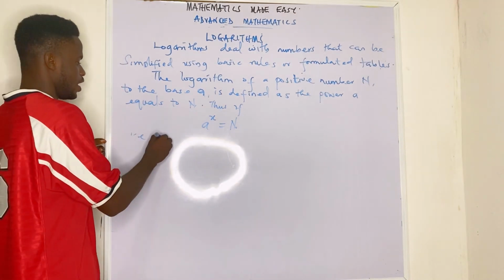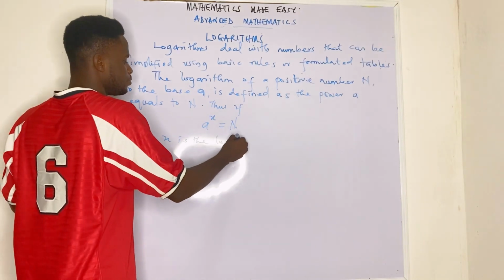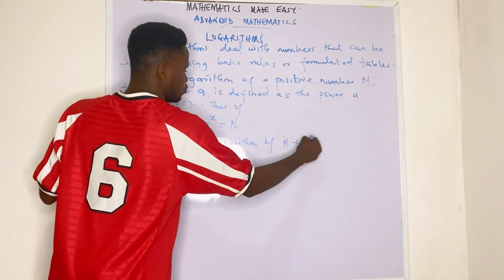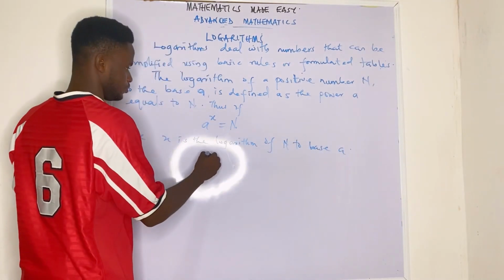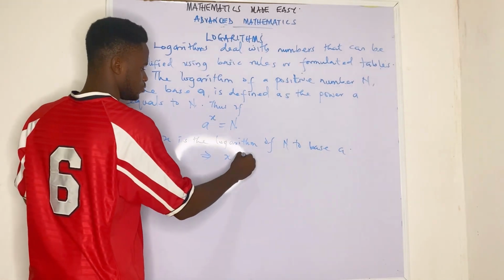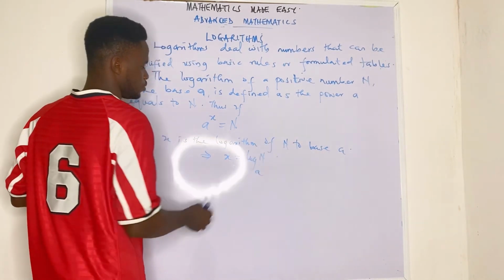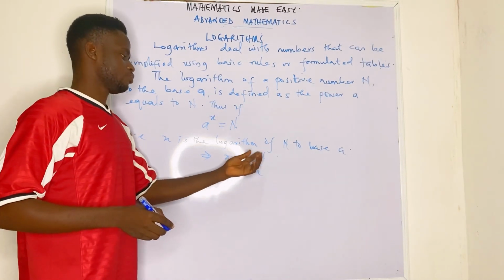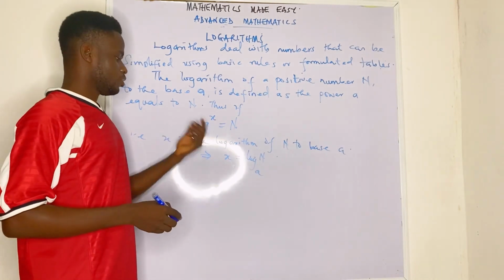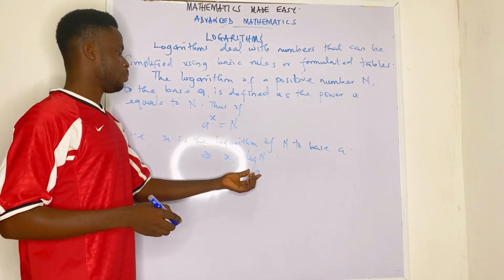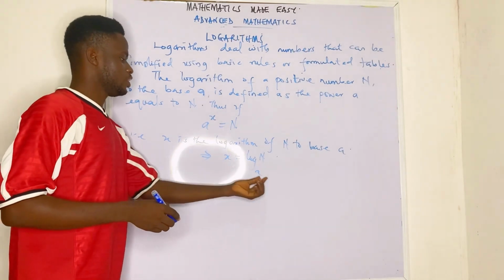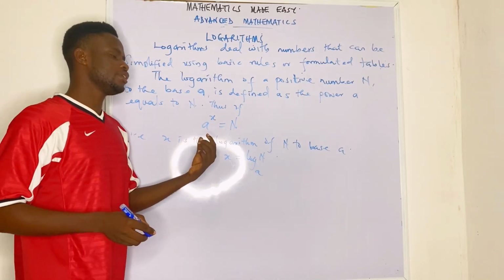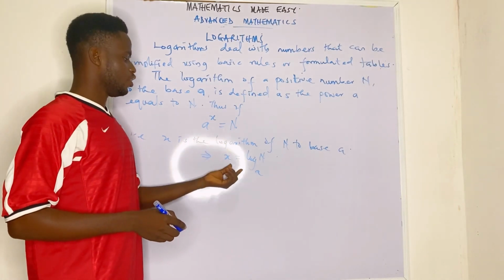That is, x is the logarithm of n to base a. So this is how we represent logarithm. So logarithm of a number, a positive number, to a base a is defined as the power of a. You can see now, a will carry this now. It's defined as the power of a equals the number. So that is the reason why there is a relationship between indices and logarithm.